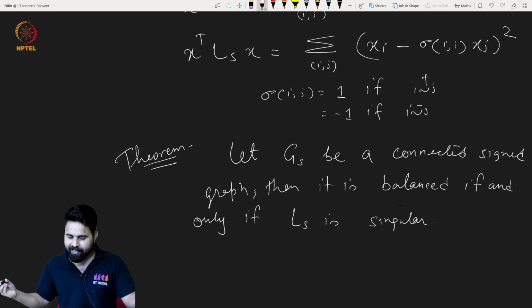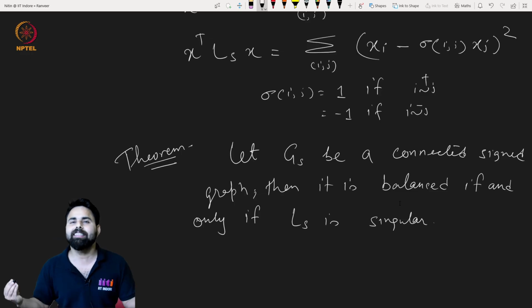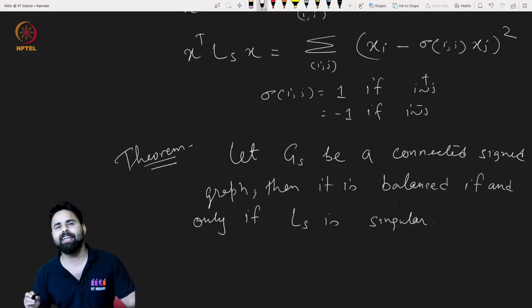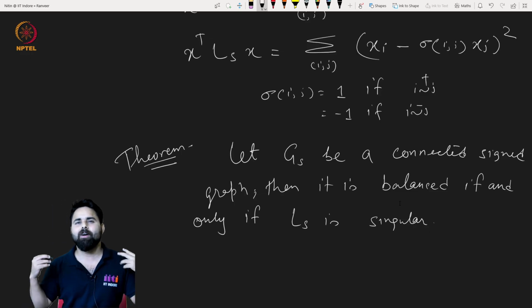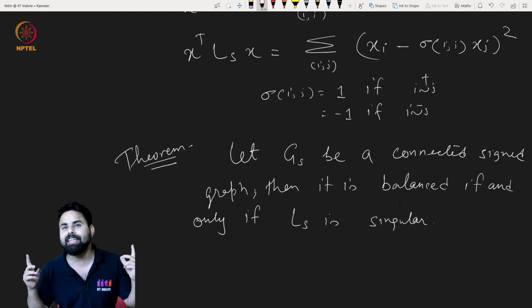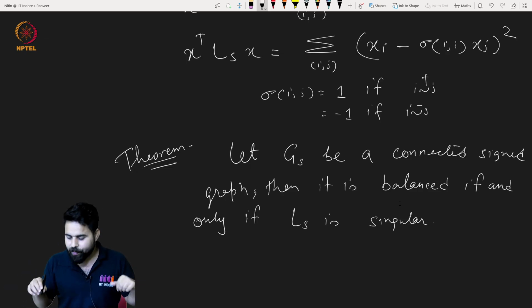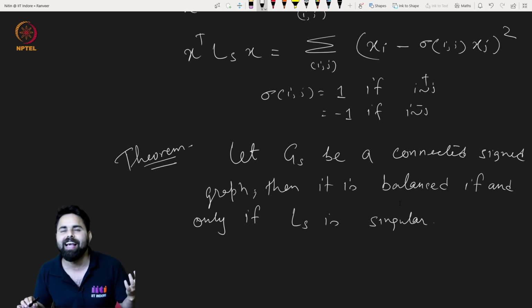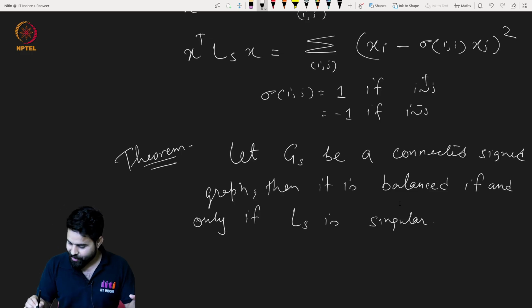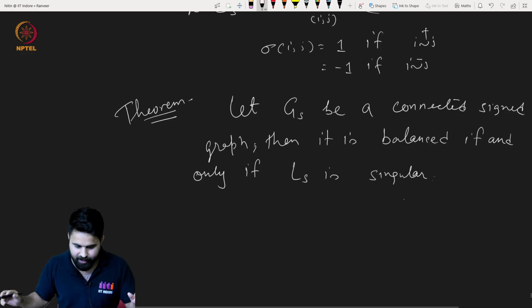By the way, let us consider the case: if you take the unsigned version of a signed graph, this by default is balanced, right? And we know that the Laplacian matrix is always positive semi-definite in that case, and the smallest eigenvalue is always 0. So hence it is singular. But we also have to prove here that if the signed graph is unbalanced, then it is not singular, it is non-singular. So let us prove it.